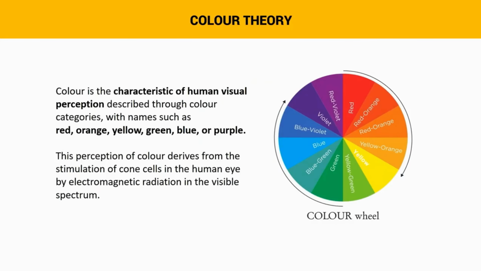Color theory. Color is the characteristic of human visual perception described through color categories, with names such as red, orange, yellow, green, blue, or purple. This perception of color derives from the stimulation of cone cells in the human eye by electromagnetic radiation in the visible spectrum.